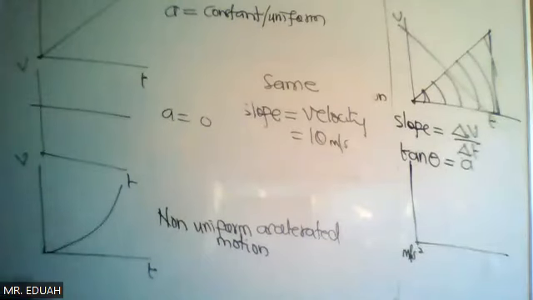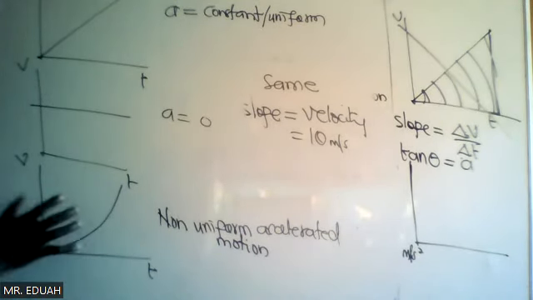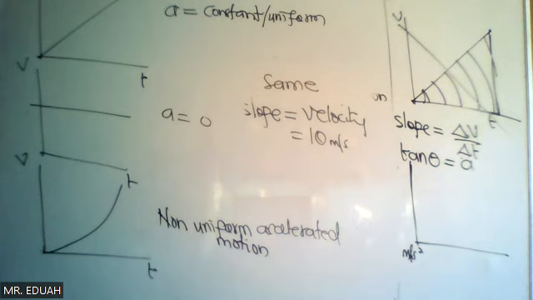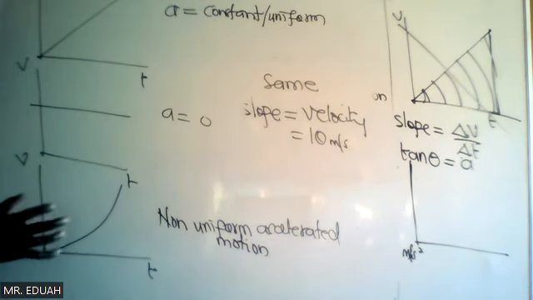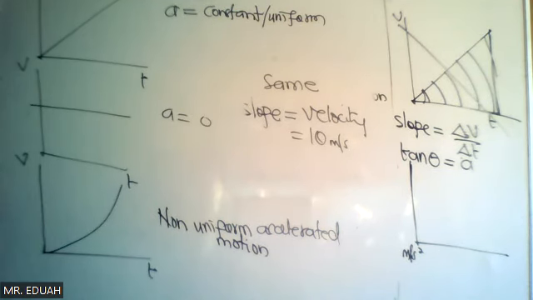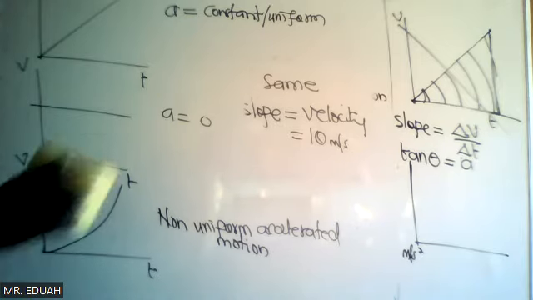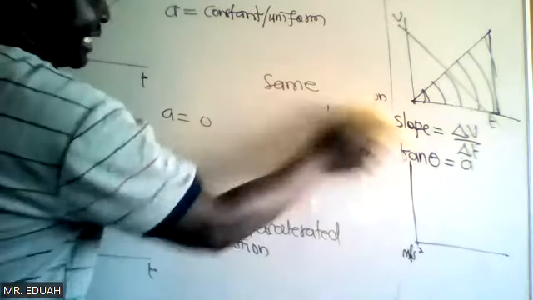Can somebody explain this to me? Non-uniform accelerated motion connected to one of the motions. And then explain this to me. Non-uniform accelerated motion. Can somebody help me? A volunteer to help me. Who would volunteer?